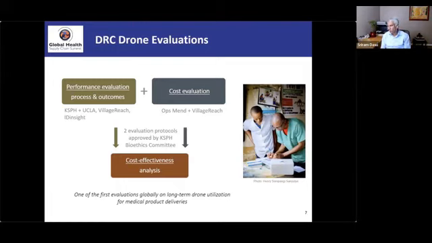Data from in-depth evaluation of drone programs lasting more than 6 months has been scarce to date. This ongoing process and outcome evaluation in DRC is one of the first of its kind globally and will help inform stakeholders of the results, limitations, and possibilities for scaling up this new technology to other health areas in Equator, to new provinces in DRC, and to very remote areas of the world.